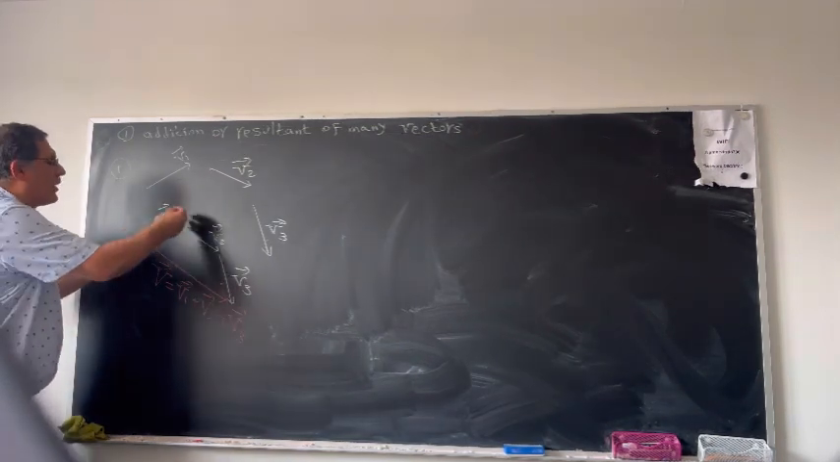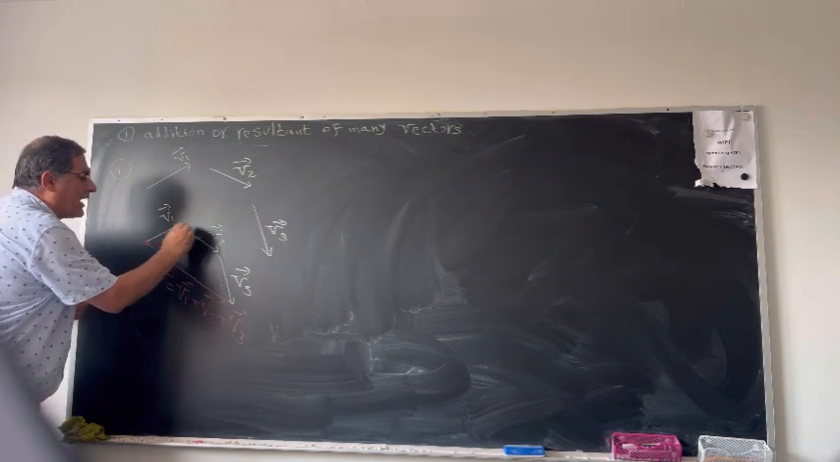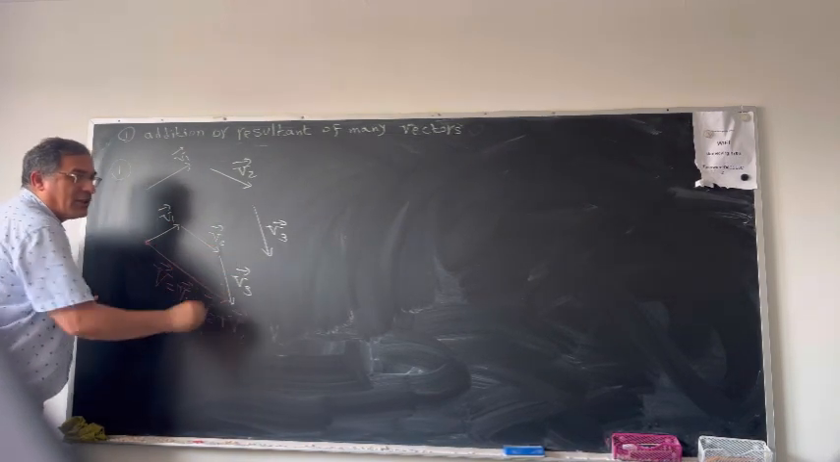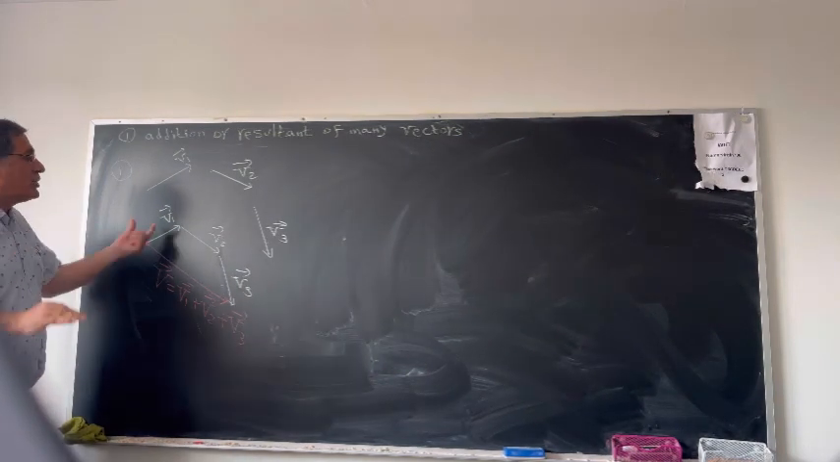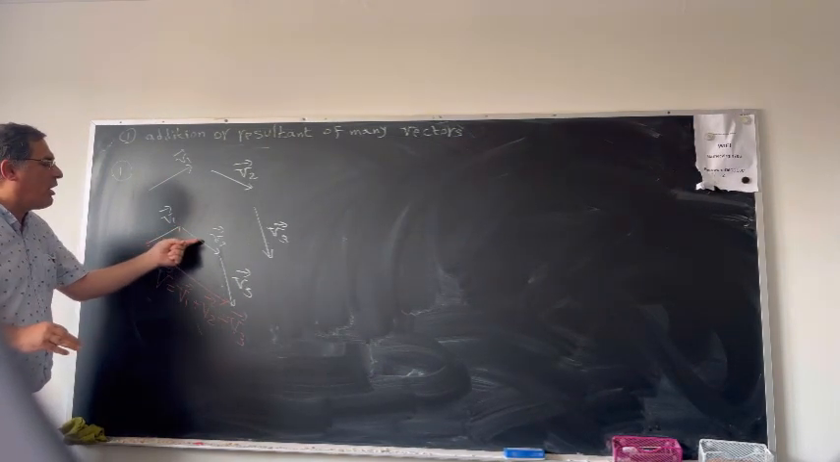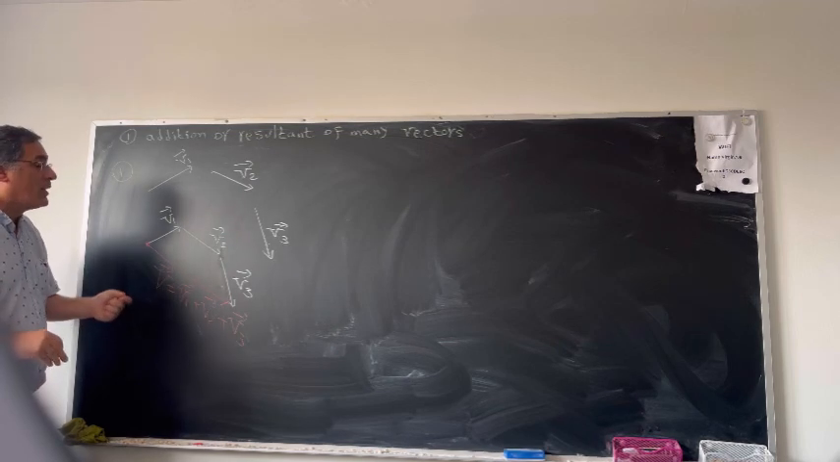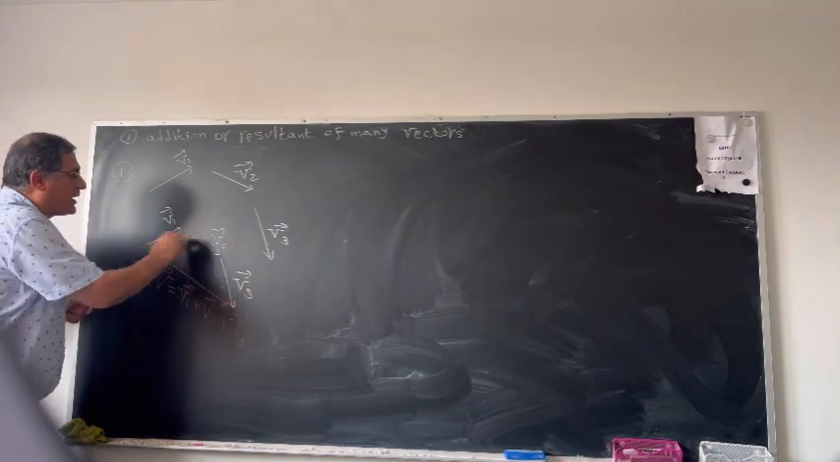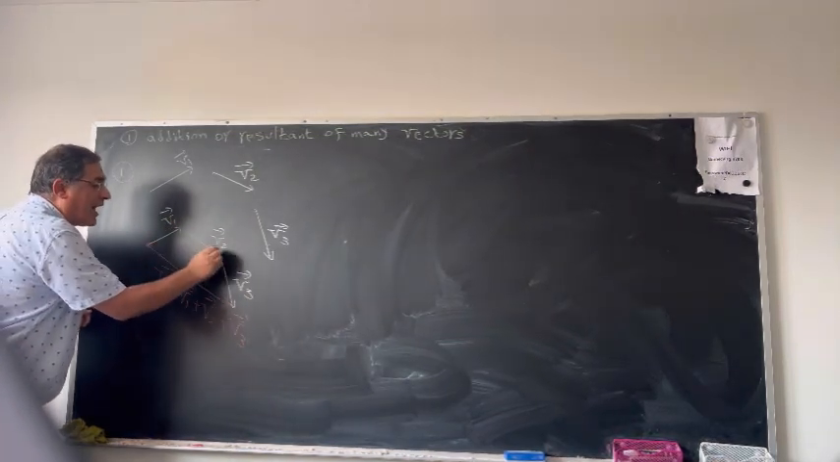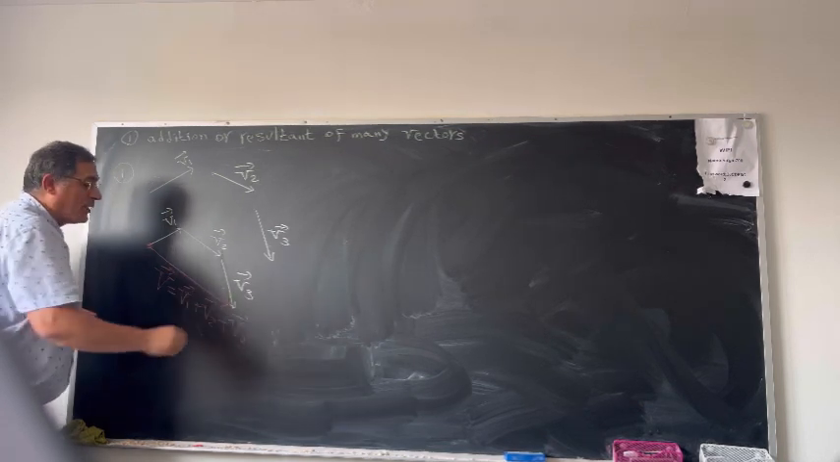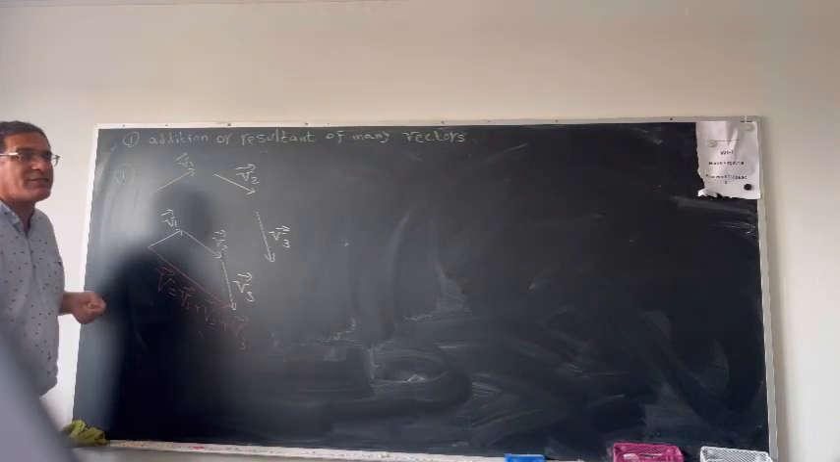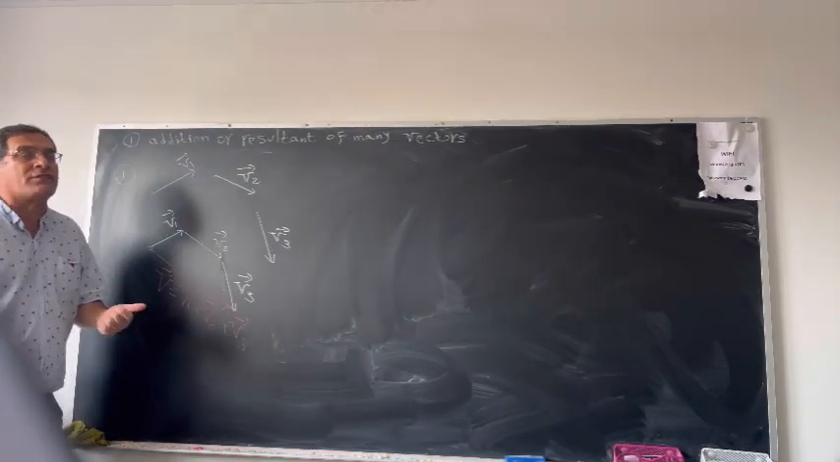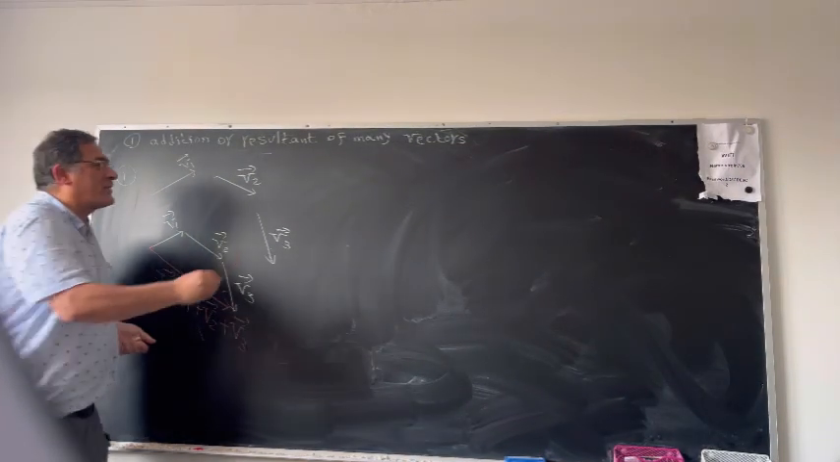So this is the addition of many vectors. You consider all vectors following together, tail to tip. The vector that connects the beginning of the first vector to the end of the last vector is the addition or resultant. This is the first case.